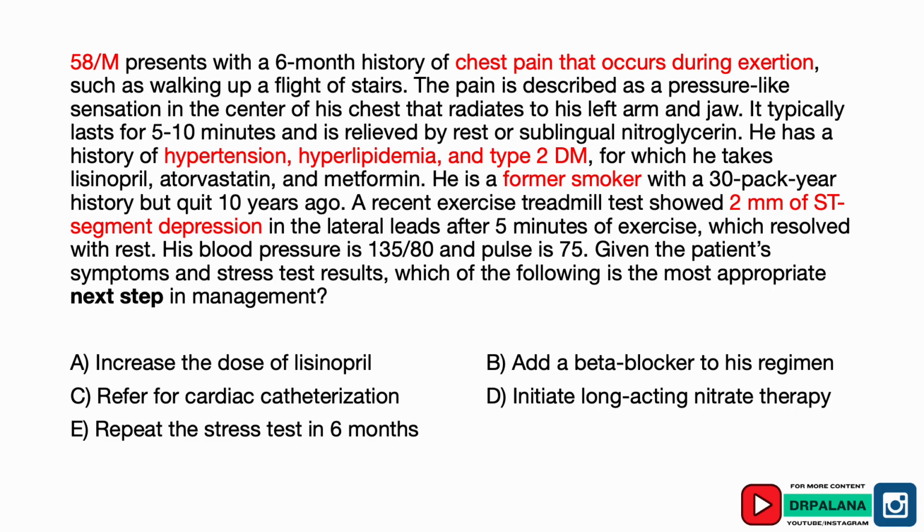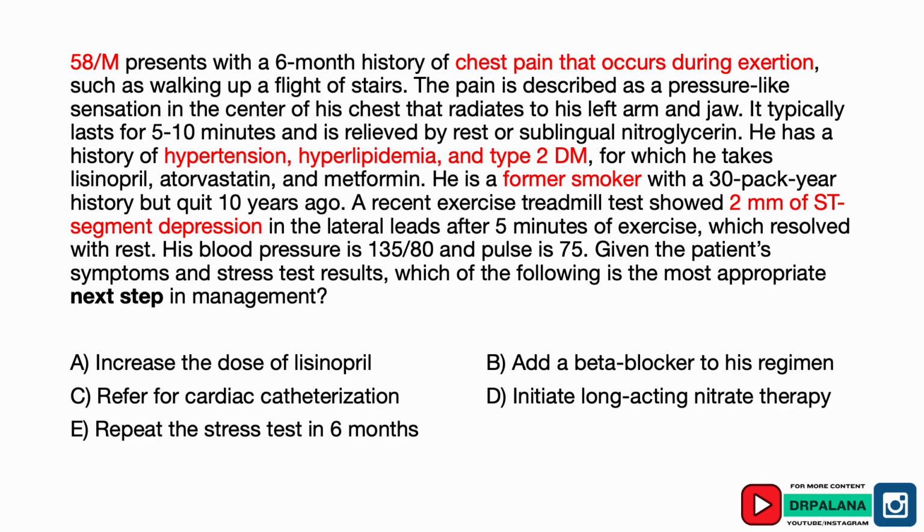He has a history of hypertension, hyperlipidemia, and type 2 diabetes, for which he takes lisinopril, atorvastatin, and metformin. He is a former smoker with a 30-pack year history but quit 10 years ago. A recent exercise treadmill test showed a 2 mm ST segment depression in the lateral leads after 5 minutes of exercise, which resolved with rest. His blood pressure is 135/80 and pulse is 75.